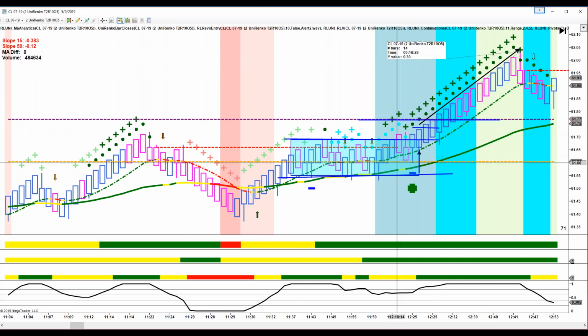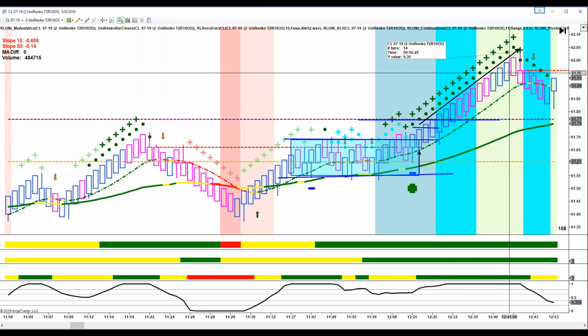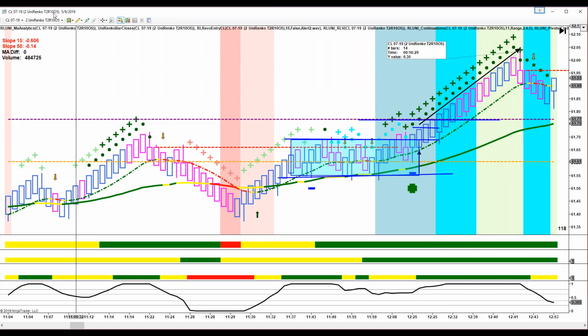You got a ton of traders here caught short. And once this breaks consolidation, they're all going to start getting stopped out. And the only way for them to get out of their positions is to buy. They've got to buy their position back.